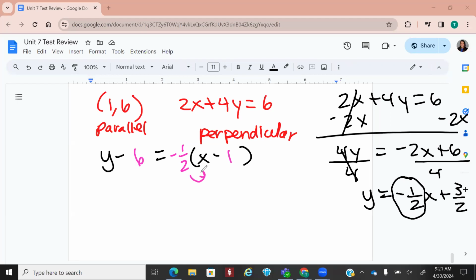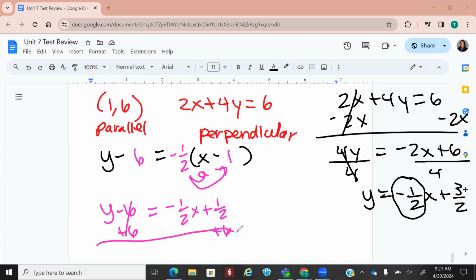I'm going to distribute. And that's going to give me -1/2 x plus 1/2 y minus 6. I'm going to add 6 to both sides. This is going to give me y equals -1/2 x plus 6.5. Or you could have written that out in fraction form. That's okay too. Did you get 6.5 on the last part? Oh, that's good. Okay, cool. All right, questions on that?